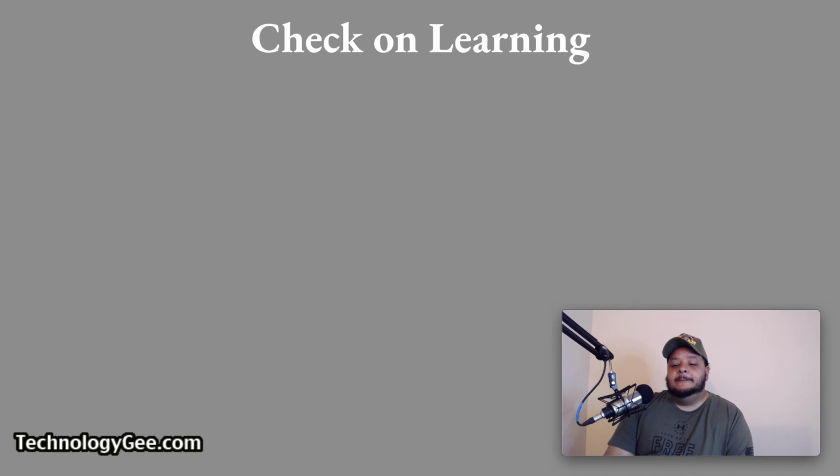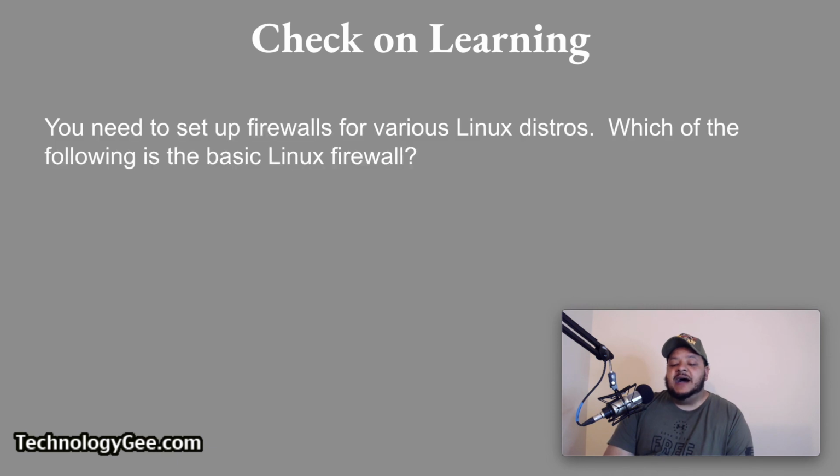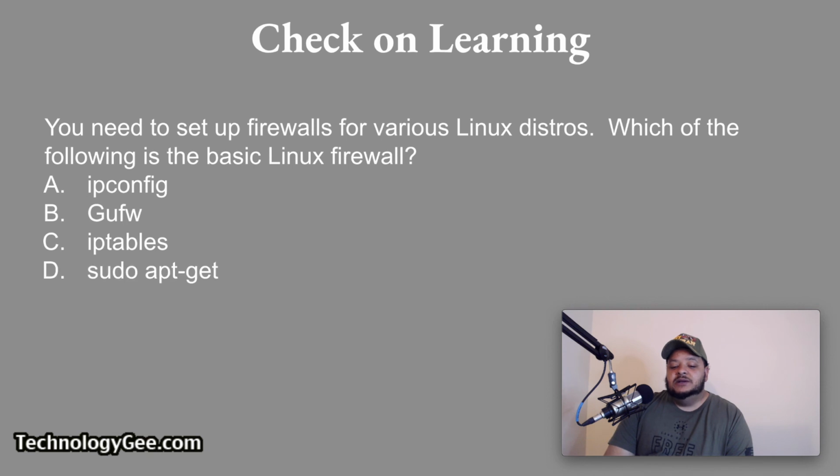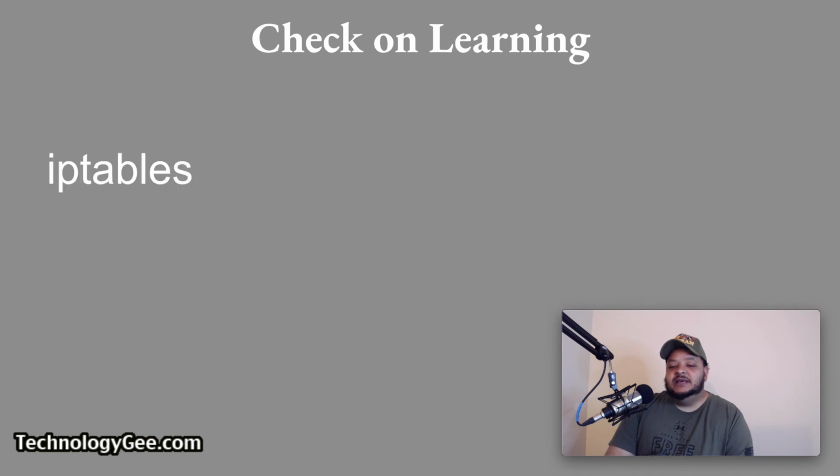Next question. You need to set up firewalls for various Linux distributions. Which of the following is the basic Linux firewall? Would it be ipconfig? Would it be GUFW? Would it be iptables? Or would it be sudo apt-get? So the basic Linux firewall, the correct answer is iptables.